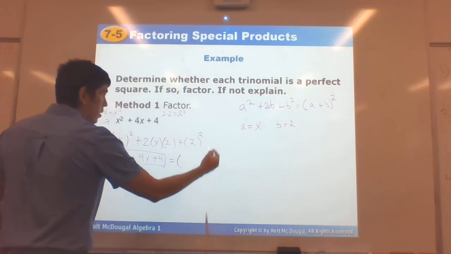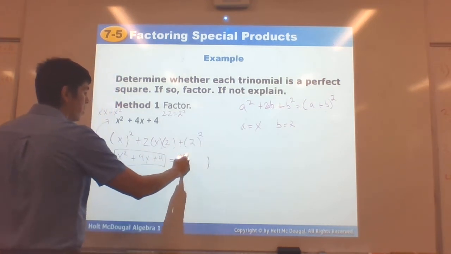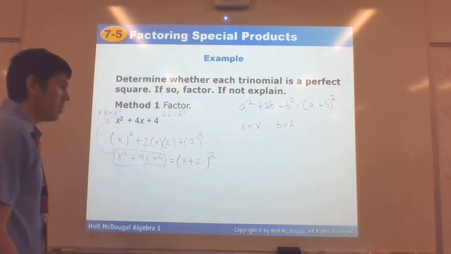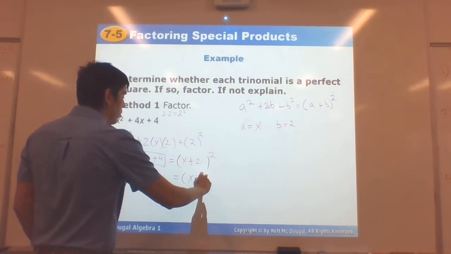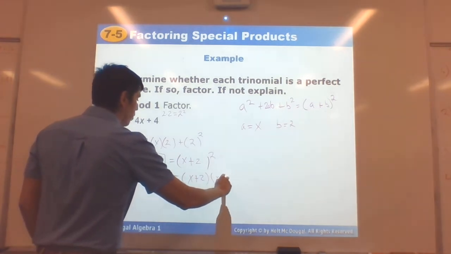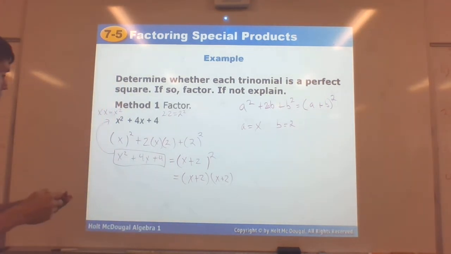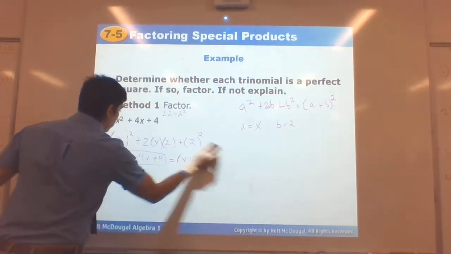So if this follows the rule here, then the answer, my factored form, is going to follow the rule, (a plus b) squared. What's my a? It's going to be x. What's my b? 2. And so that's my answer. If you want to see it in expanded form, it's going to be (x plus 2)(x plus 2). So again, another perfect square trinomial. Let's keep going.